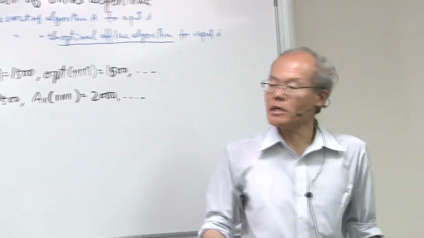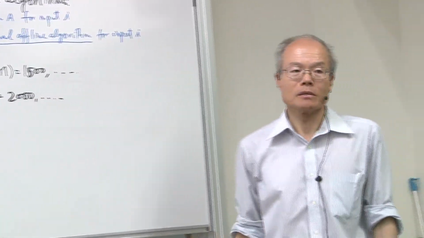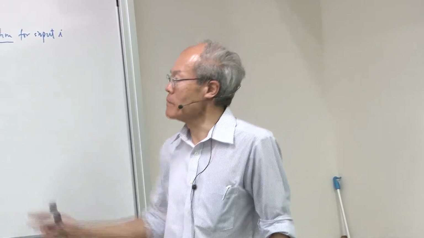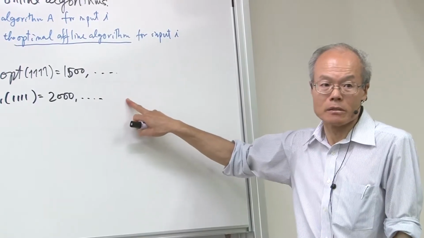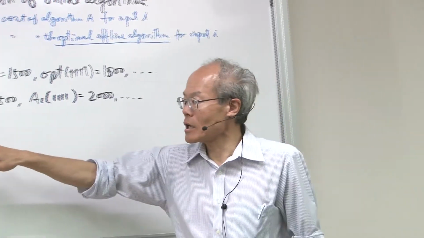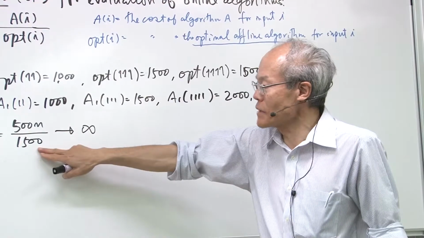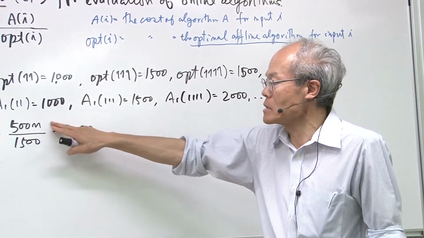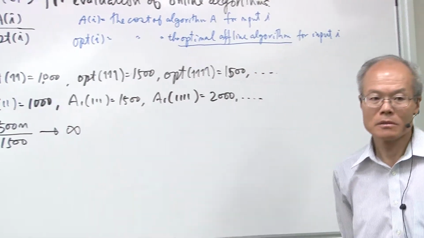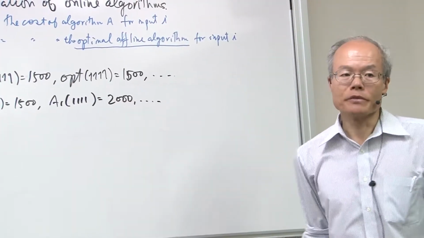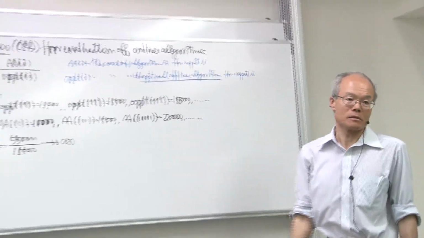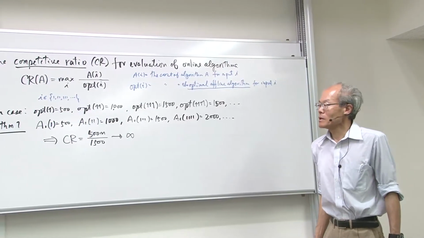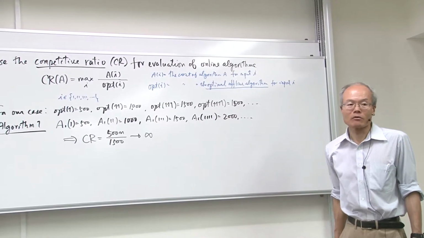The worst case is for many ones. So if you have n ones, then the cost of the offline algorithm is still 1,500, but the cost of algorithm 1 is 500 n. That means the competitive ratio just diverges to infinity. In this sense, algorithm 1 is bad.